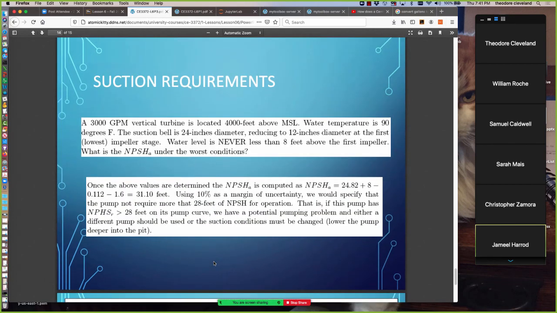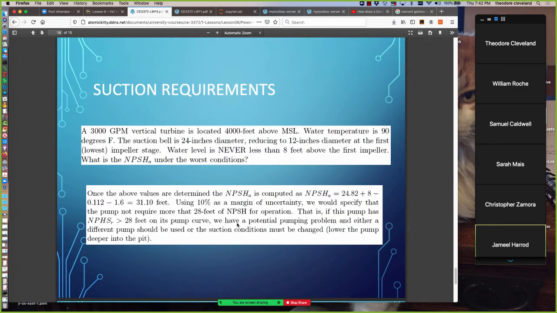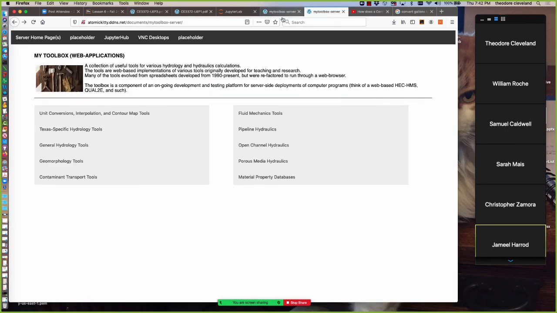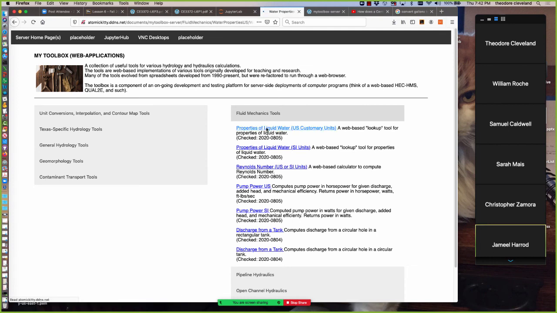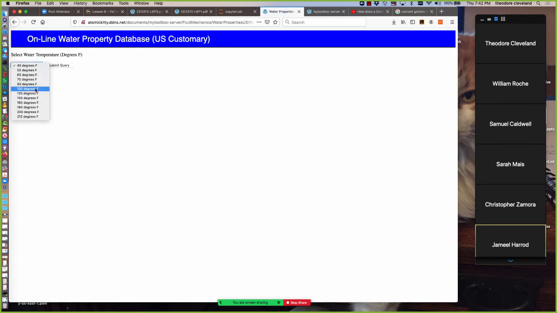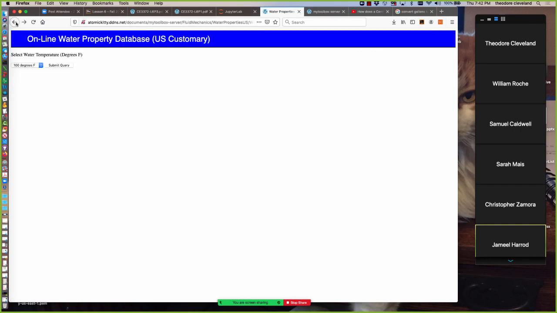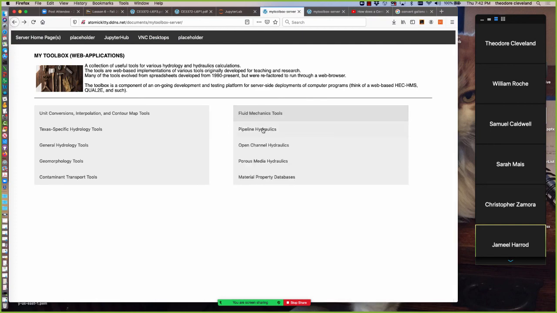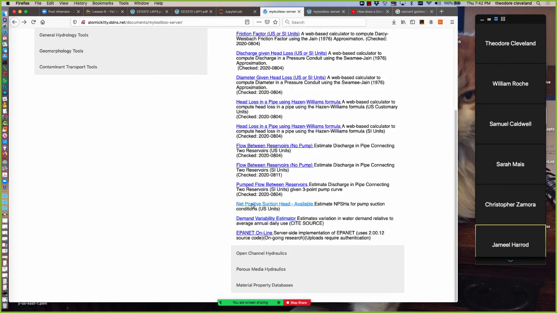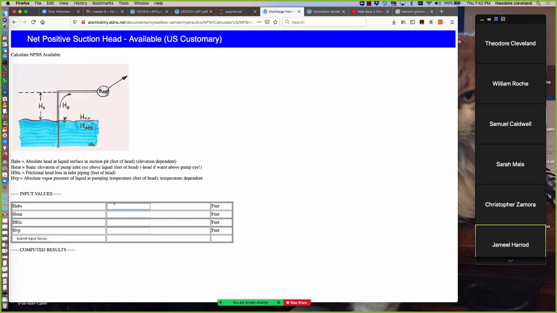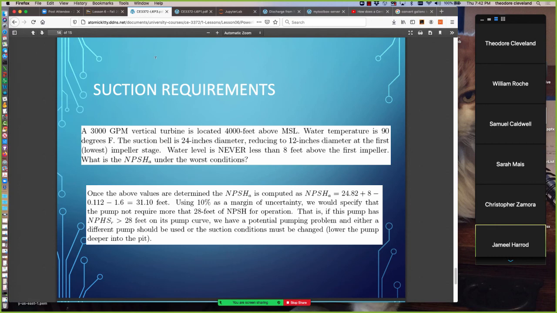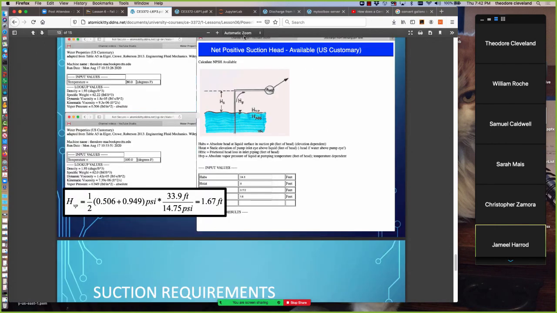And once those values are determined, we can enter them into the tool, or we can apply the equation directly and come up with the required net positive suction head available, which is 31 feet. See if I have it up and running. So we get the water properties from here. So that was done in the example. And net positive suction head is here, at least in US units. And if we go back to our calculations, the absolute is 24.8.